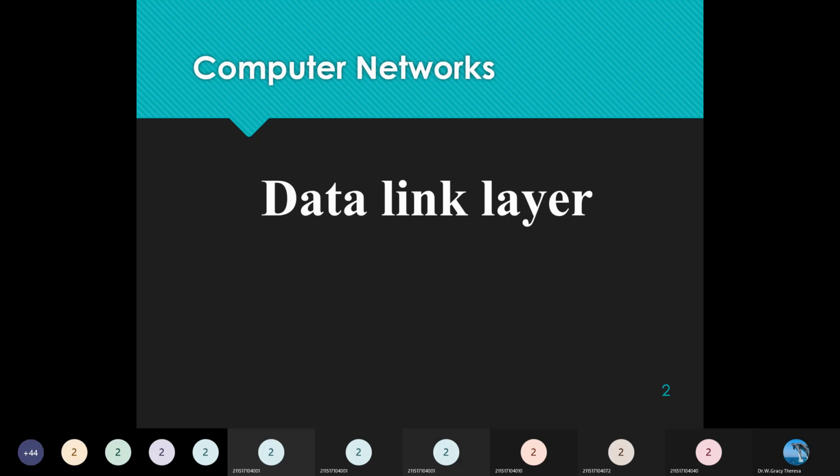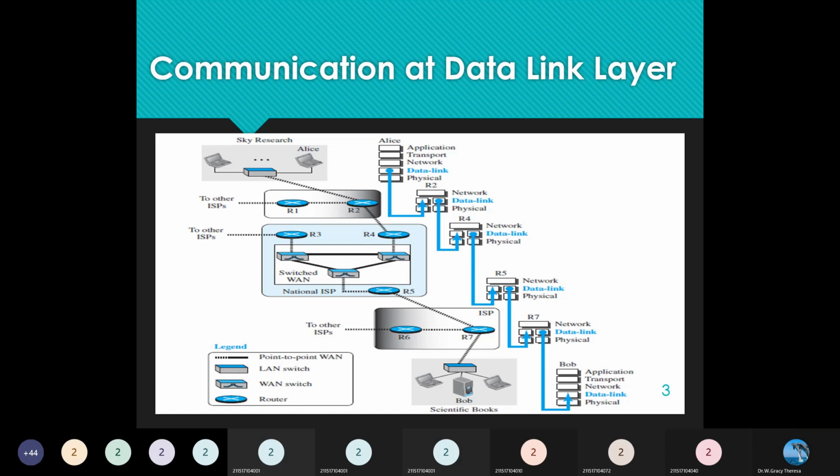So these are the two different sub layers, the work responsibilities of the sub layers in the data link layer. Let me show a diagram of how the communication of the data link layer happens. When we talk about the flow of this data link layer, it flows from Alice to Bob.